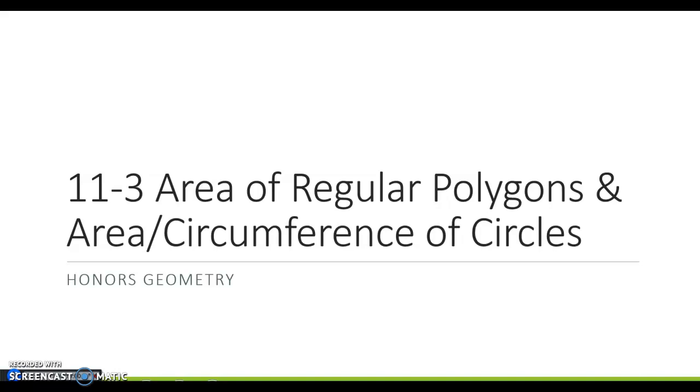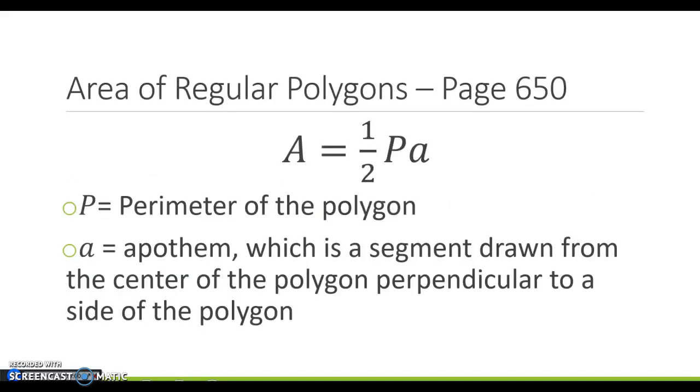Today we are going to look at 11.3, which is area of regular polygons and area and circumference of circles. So regular polygons, this is 11.3 in your book, and you can find this on page 650 in your book. This is not on the Keystone formula sheet.